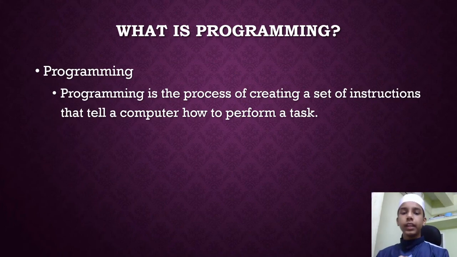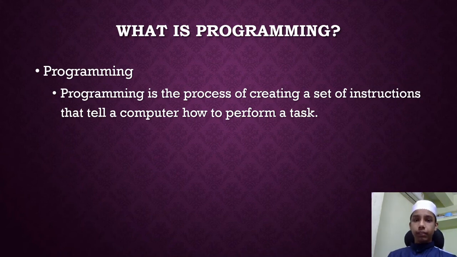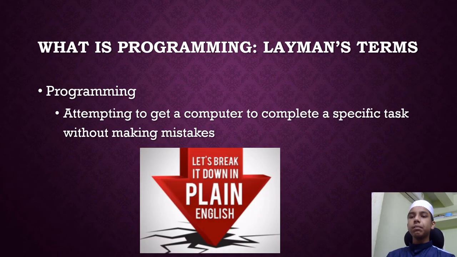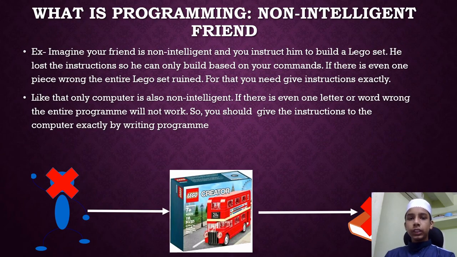First of all, you will get a question: what is programming? Programming is the process of creating a set of instructions that tell a computer how to perform a task. In simple words, it is attempting to get a computer to complete a specific task without making mistakes. So here we will take a daily life example.